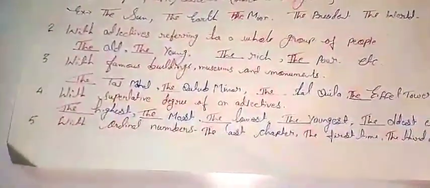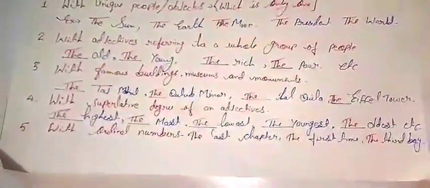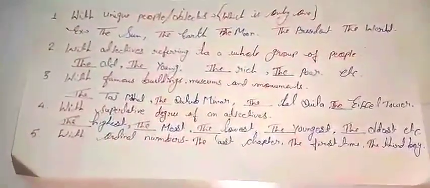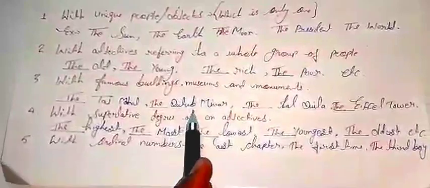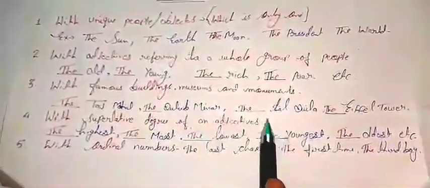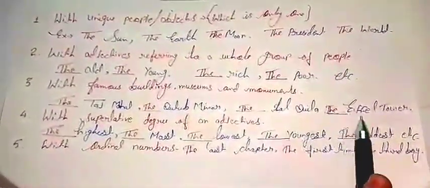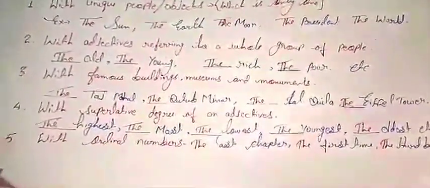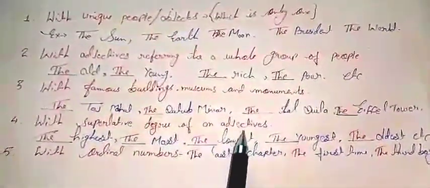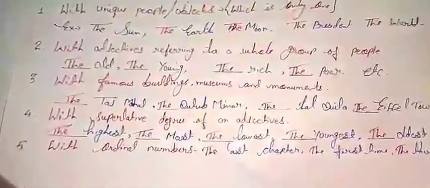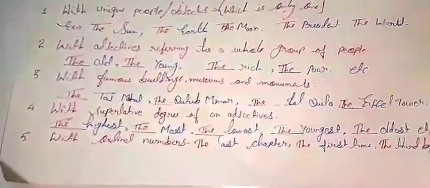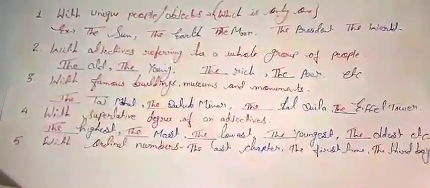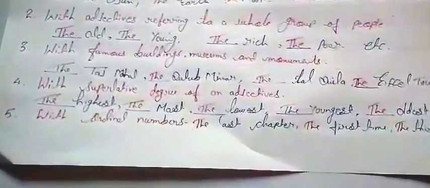With famous buildings, museums and monuments like the Taj Mahal, it is a famous building, that's why we are using article the here. Next one is the Qutub Minar, the Lal Qila, the Eiffel Tower. Next we are talking about the superlative degree of an adjective. As we all know, there are three kinds of degrees of adjective: positive, comparative and superlative. So we have to understand that for the superlative degree we have to use only article the.